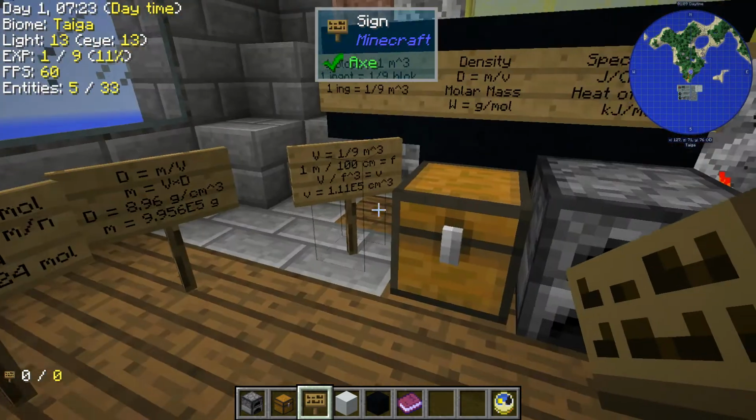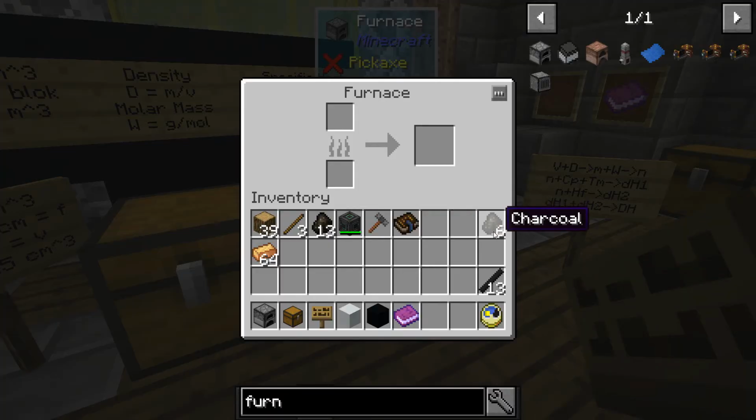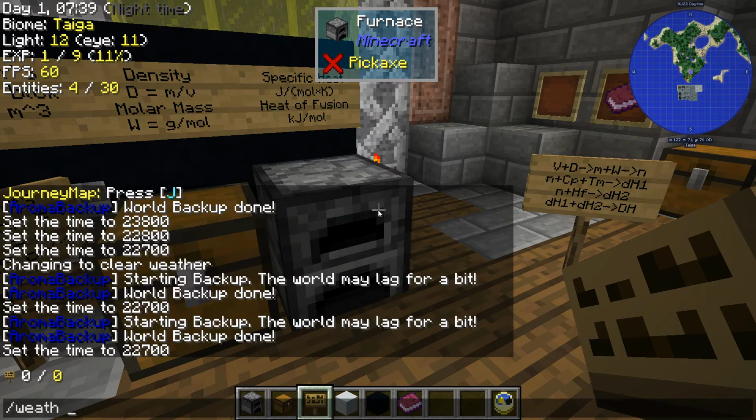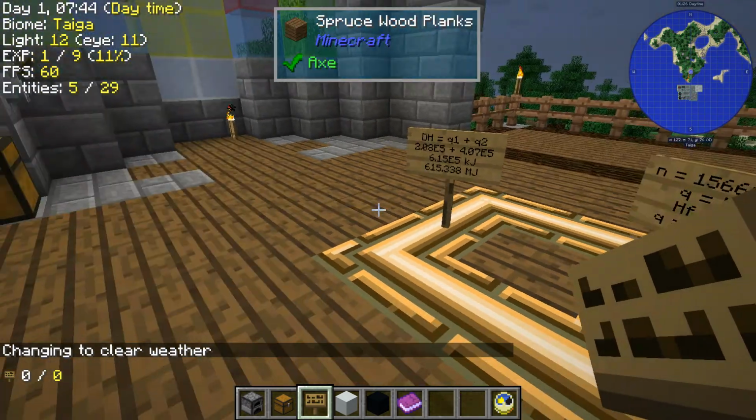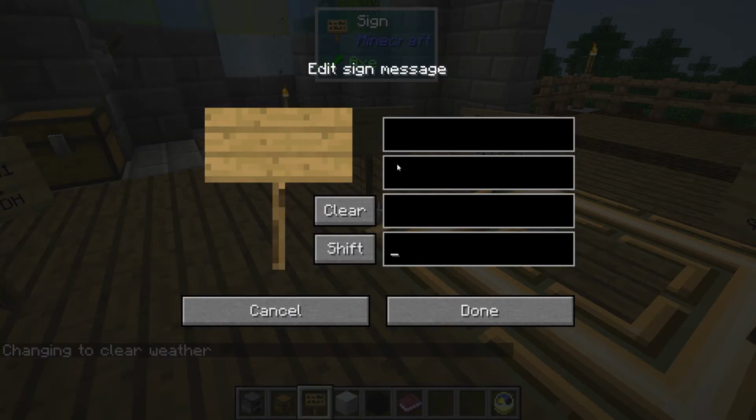So that means that a piece of charcoal has at least that much. In fact, a piece of charcoal should have 8 times that much, right? Because a piece of charcoal can melt 8 ingots. So charcoal actually contains 8 times that, at least, right?